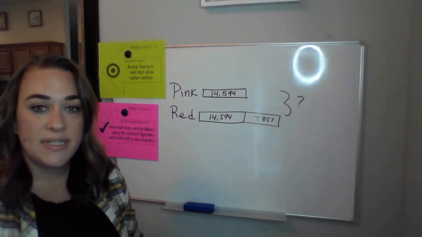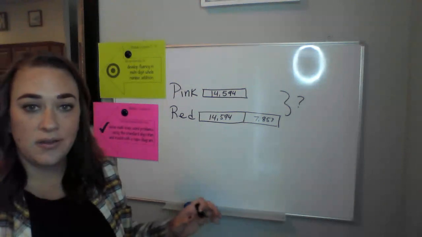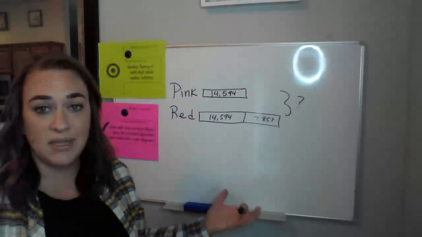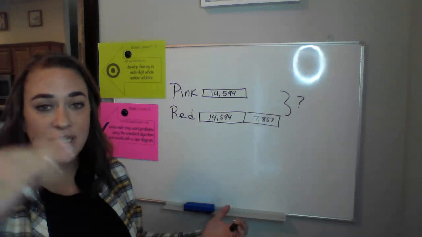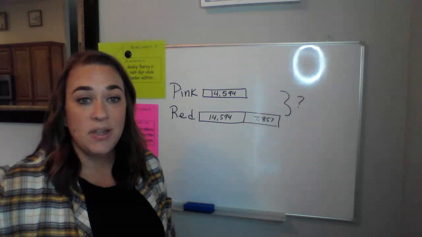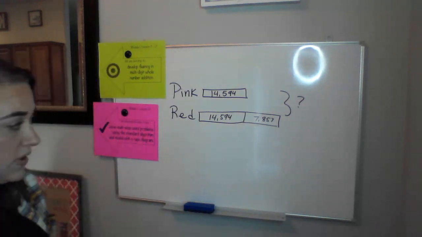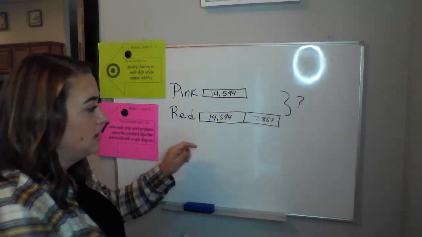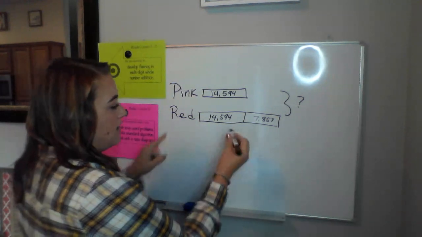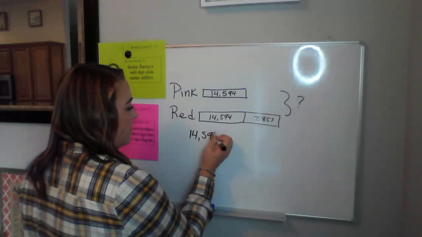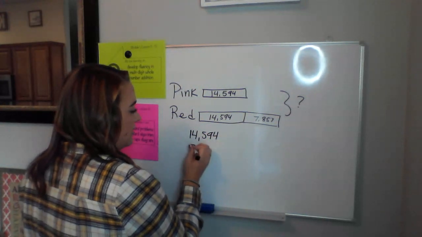So step 1 would be, well, I don't know how many red roses we sold altogether. So that's going to be my step 1. When you see multi-step word problems, that means it's going to take more than one step to solve, 2 or more. So first we're going to have to figure out, what's our total amount of red roses? To do that, we need to add 14,594 plus 7,857.